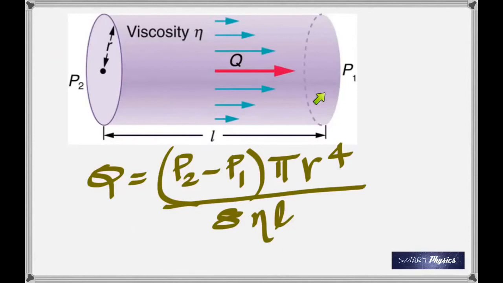P2 minus P1 is the difference in pressure. Okay, what's R? Radius of the tube. Okay, what is eta? The coefficient of viscosity, or simply call it viscosity. And what is this? The length. Oh yeah, that looks funny. Anyway, that's the length.